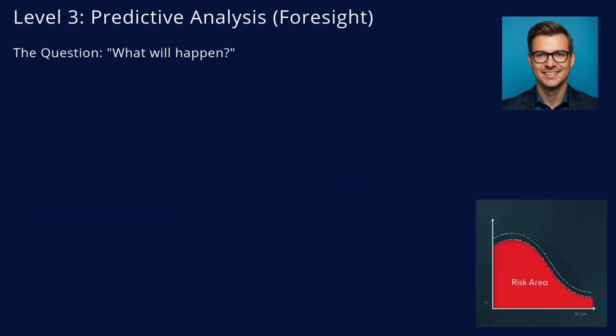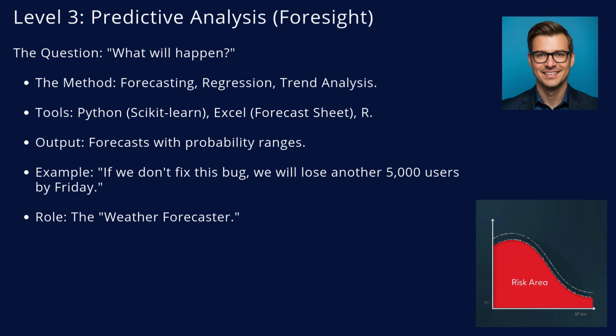Now we enter the realm of data science, predictive analysis. The question is, what will happen? You use techniques like forecasting and trend analysis. You don't need complex AI for this. A simple linear regression line in Excel can be predictive. The example changes to, based on the current churn rate, if we don't fix this bug, we will lose another 5,000 users by Friday. This creates urgency. You are giving the business a glimpse of the future so they can change it.